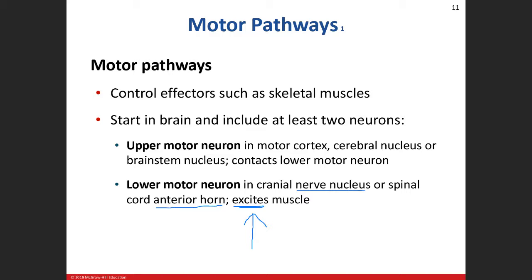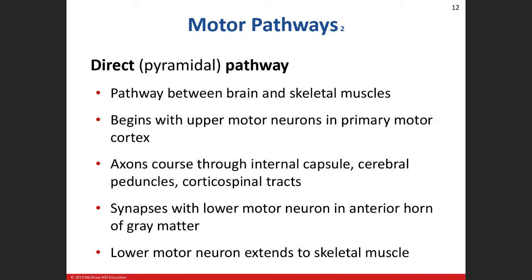All right, let's talk about the direct pyramidal pathway. This is one of the motor pathways that we're going to talk about that pretty much goes from the brain to the skeletal muscles. We're going to start off with the upper motor neuron, and then we're going to finish up with the lower motor neuron. In this situation, this is not talking about cranial nerves or anything. I want to write a letter to somebody, so I'm going to use this pathway.